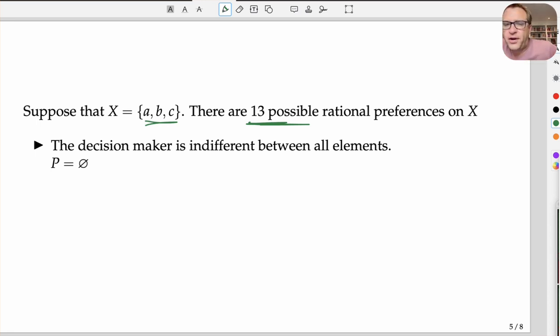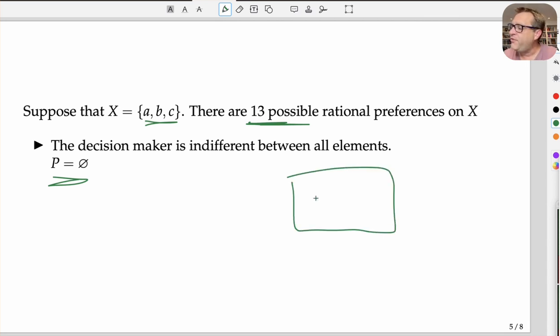So first of all, the decision maker might have no strict preferences. There are zero strict preferences. That just means your strict preference relation is empty. What would that mean? That would mean that you're indifferent between A, B, and C. So I would draw the preference this way. I would say that the agent is indifferent between A, B, and C. They're all at the same level. So that's one possible rational preference on X.